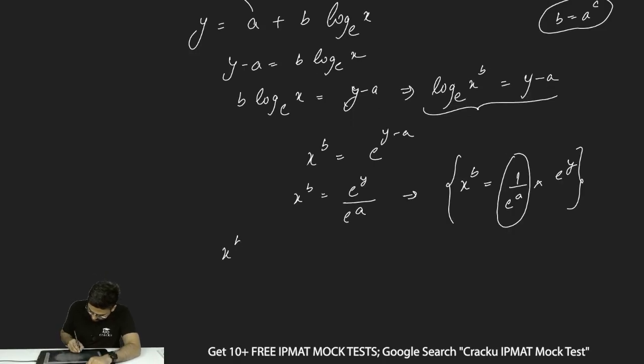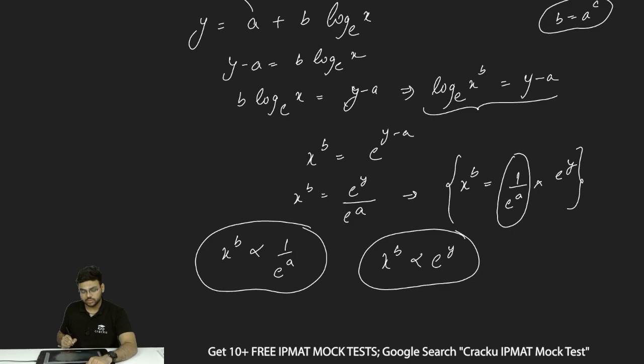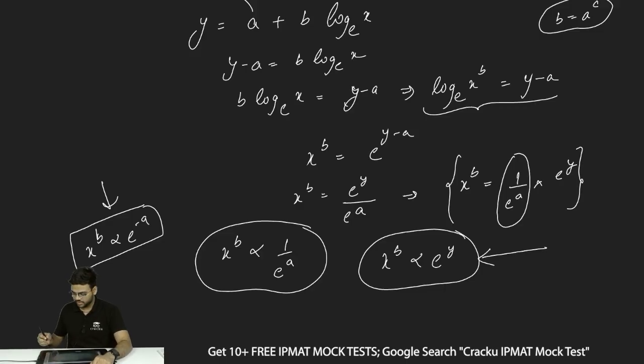Basically x to the power b we can write as proportional to 1 upon e to the power a, or x to the power b can be proportional to e to the power y. So these are the two possible solutions. So x to the power b can be proportional to e to the power y, or x to the power b can be proportional to 1 upon e to the power a, or I can say x to the power b can be proportional to e to the power minus a. So these two are the possible solutions we can say.